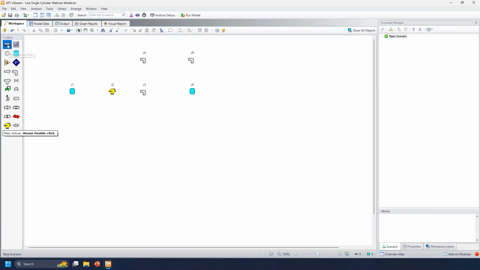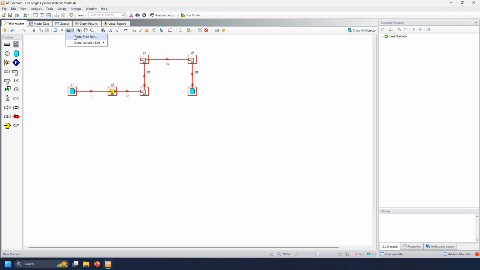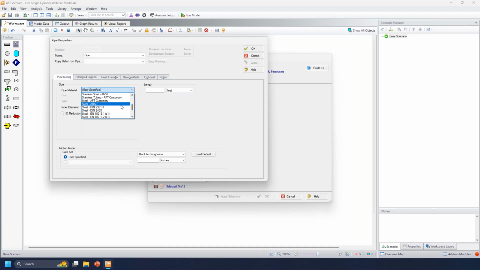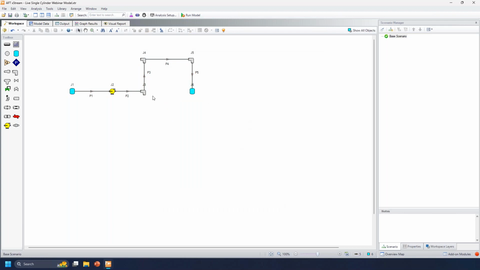All right, and then let's go ahead and set up the pipes. We'll use global pipe edit here. Let's set this to ANSI steel. We'll do 4 inches diameter and set all of these to 3 feet. So go ahead and apply the pipe model here to all of the pipes. Okay, so that's set up.